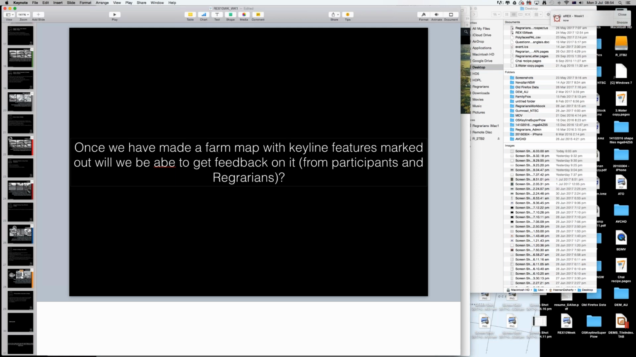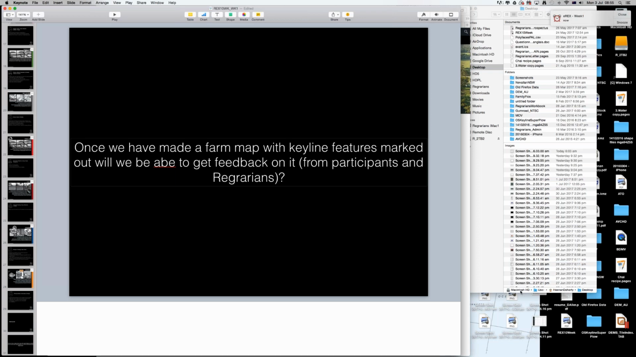Once we have made a farm map with keyline features marked out, will we be able to get feedback on it? Yeah, absolutely. That's the whole objective of this program, that it's a high feedback environment, which I think is super exciting. I've kind of equated this program to the tradition, particularly in the US, of building barns. The community comes together to build a barn. Well, this is where we all come together and help to build each other's farm plans. It's a very similar sort of program. So thank you, that's what we're looking to do.